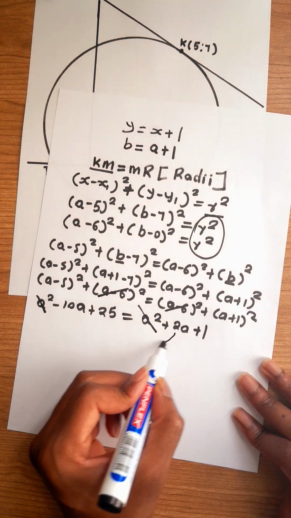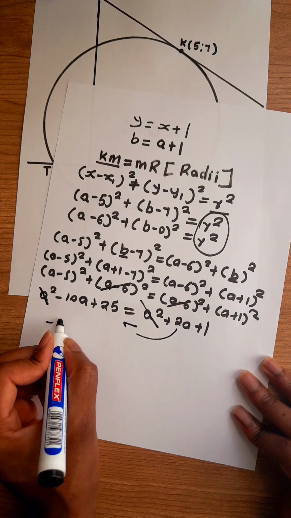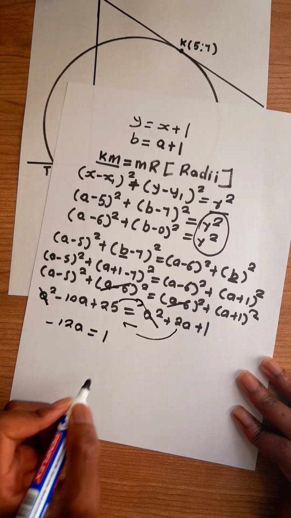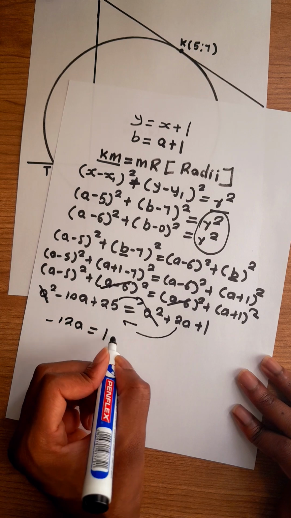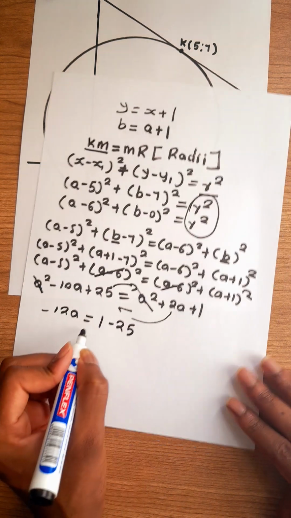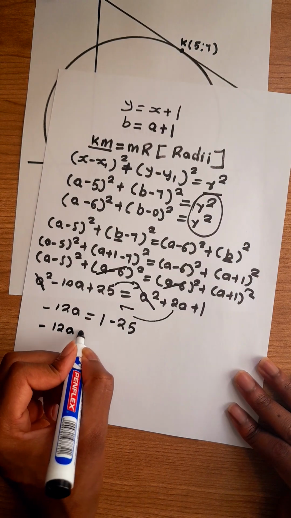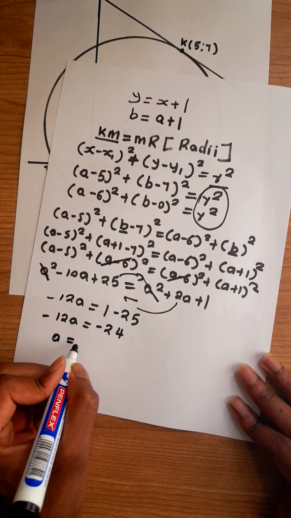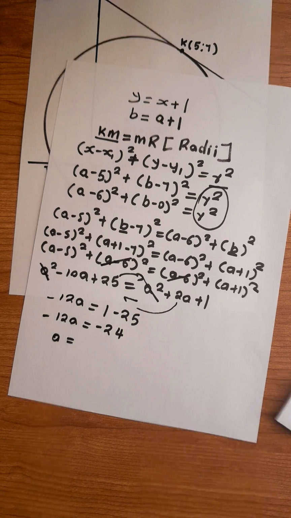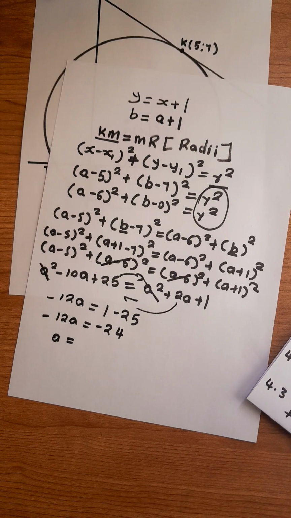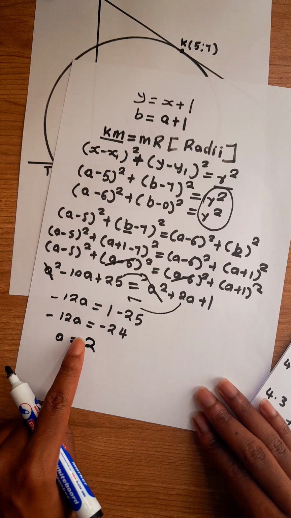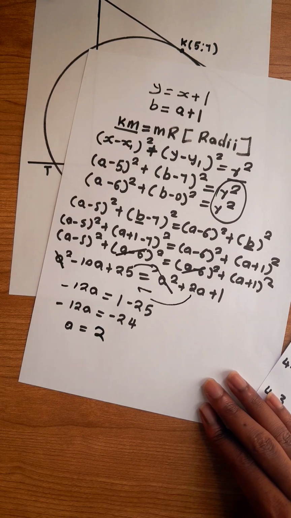If I take the 2a to the other side, I'm going to have minus 12a, that equals 1. If I take the 25 to the other side, I'm going to have 1 minus 25. So I'm going to have minus 12a equals minus 24. So I found that the value of a, I think it's 24 divided by 12. Oh, it's 2. So my value of a is going to be 2.